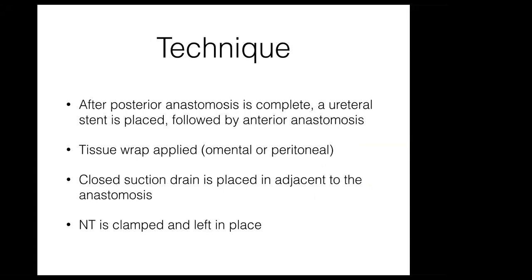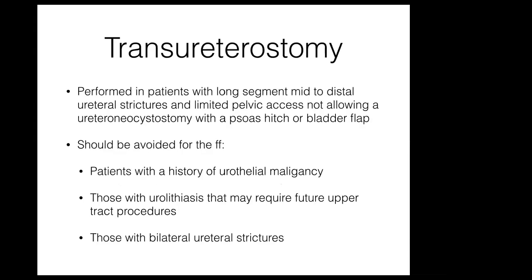Next, after the posterior anastomosis is complete, a ureteral stent is placed, followed by the anterior anastomosis. Tissue wrap is then applied, which can be omental or peritoneal, and a closed suction drain is placed adjacent to the anastomosis. The nephrostomy tube is then clamped, not removed, and left in place.